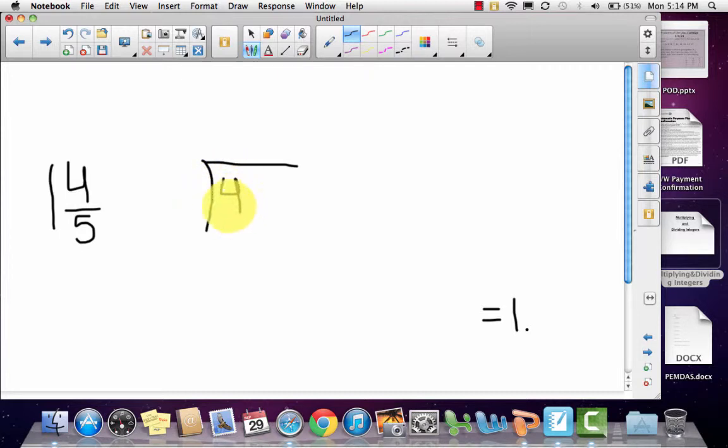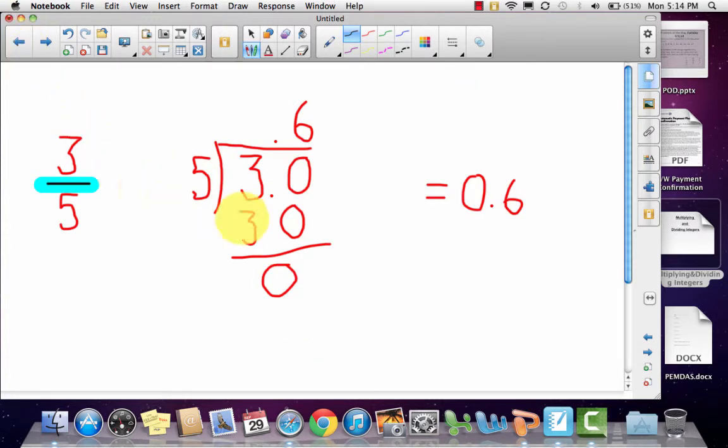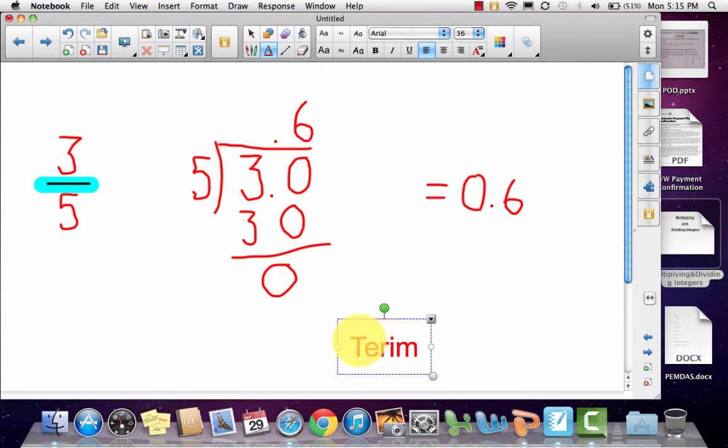5 stays outside. 5 cannot fit into 4, so I'm going to add a decimal and a 0. Bring that decimal straight up into my answer. 5 can fit into 40 8 times. 8 times 5 gives me 40. And if I subtract here, I will get 0. So 1 4/5 is equivalent to 1 8/10, or 1.8. A decimal, like what we see here in 1.8, or what we saw in our first example, 0 6/10, is classified as what we call a terminating decimal.